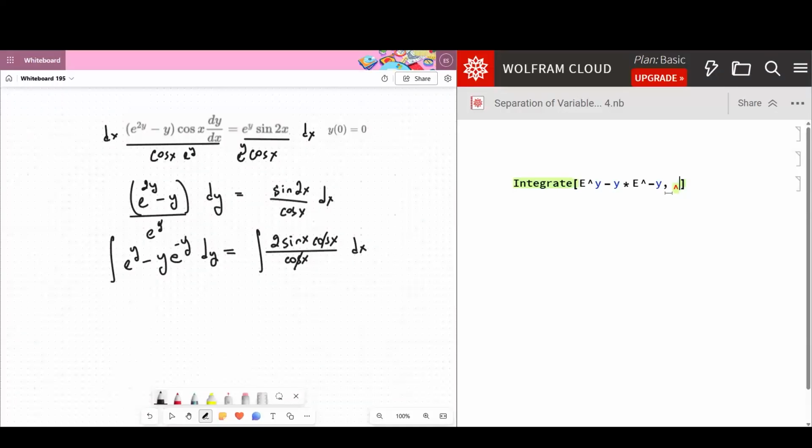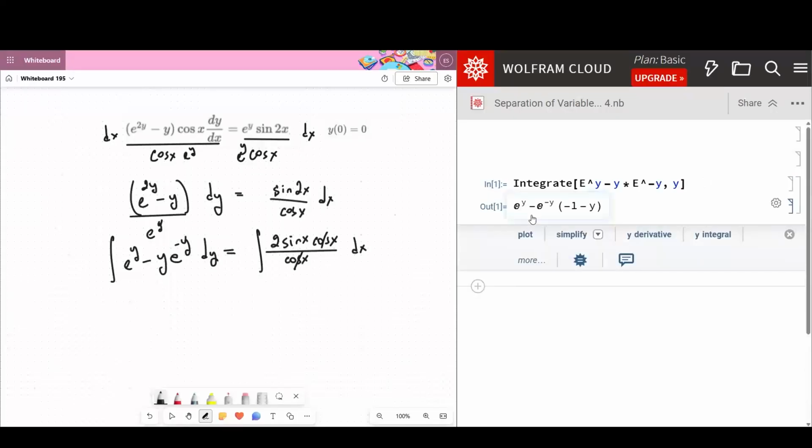Now, even though y is a function of x, I don't want to indicate that. I'm just going to leave it as y there. And then I just need to specify that I'm integrating with respect to y. So that's what this comma y means. It means I'm integrating with respect to y. So it's like this dy over here. And then capital E, of course, represents the Euler constant E. So that should be it.